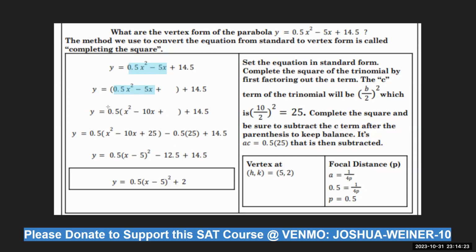First, we have to factor out the half. And then we have x squared minus 10x.